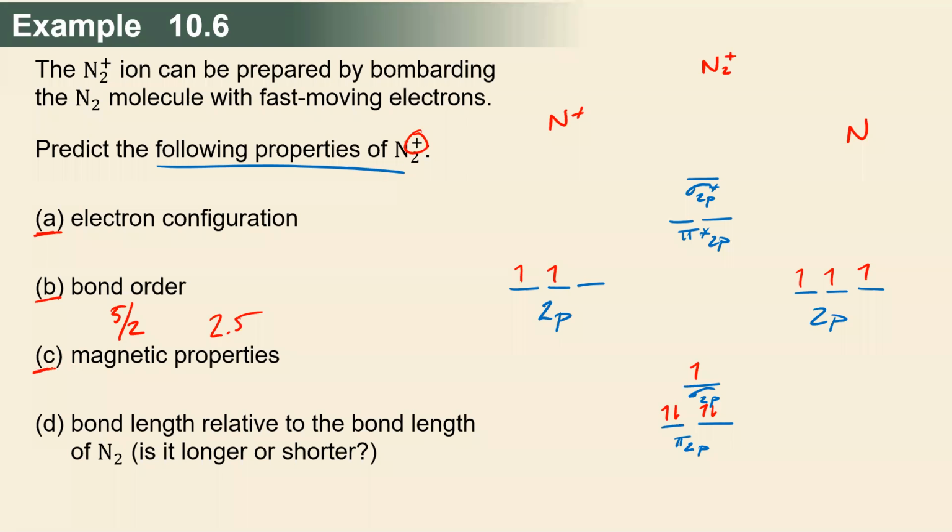All right, how about our magnetic properties? Well, does our molecule have any unpaired electrons? Nope. No? Oh, missed that one. Yeah. And so we have an unpaired electron. And so does that make it diamagnetic or paramagnetic? Paramagnetic. Paramagnetic, for sure.